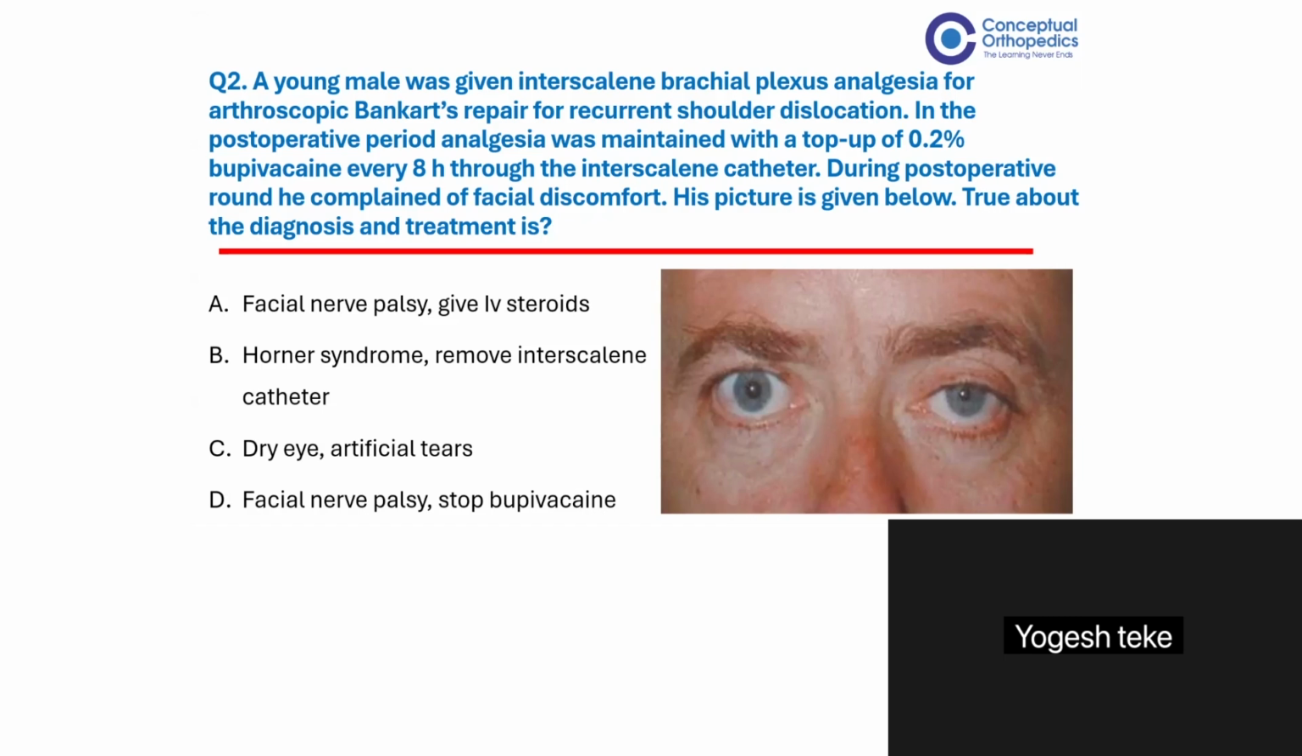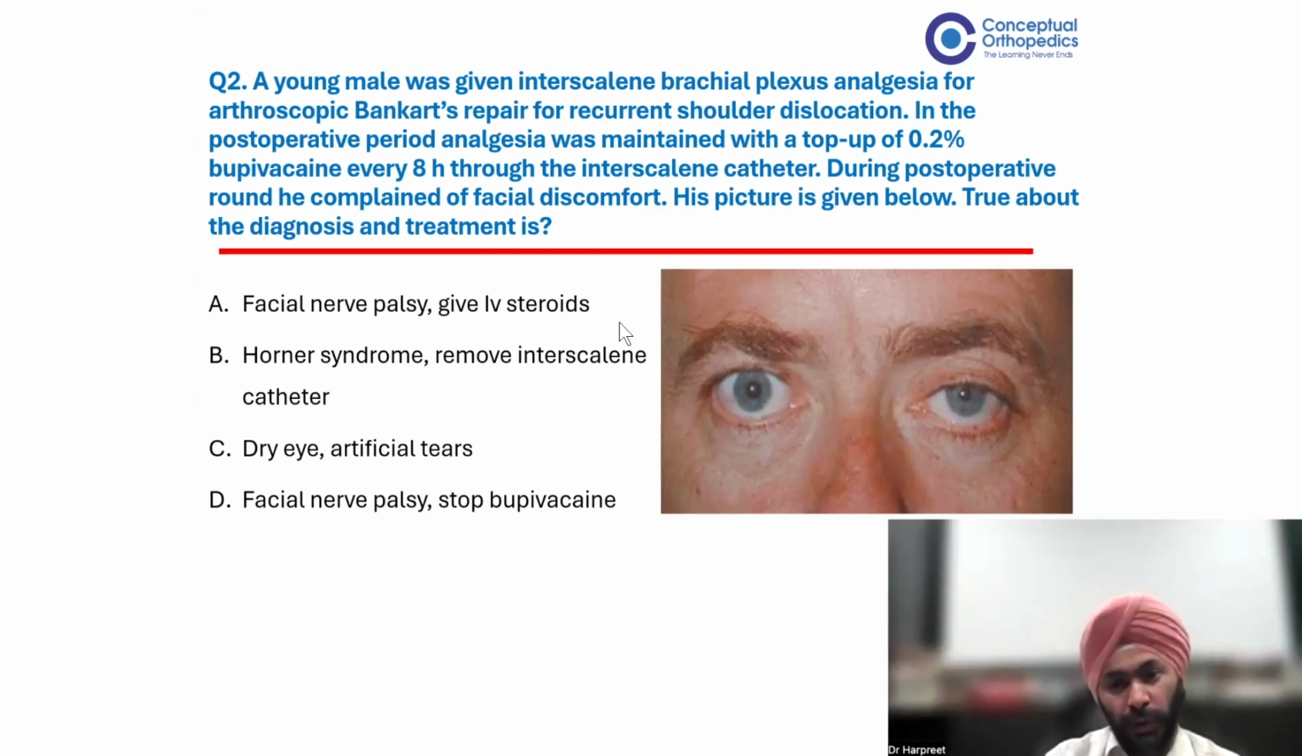True about the diagnosis and treatment is: first option A, facial nerve palsy, give IV steroid. Second option, Horner syndrome, remove the interscalene catheter. C, dry eyes, artificial tear. D, facial nerve palsy, stop bupivacaine. Any idea what is going on?